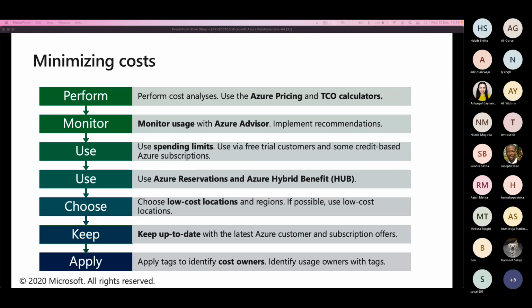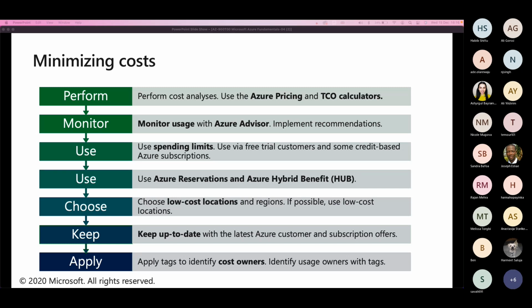You can use a spending limit as well. So you can use a free trial customer in the first instance and then have a credit-based Azure subscription after that. Beyond that, you've got the Azure reservation system and Azure Hybrid Benefit. You could also choose low-cost locations and regions if possible.